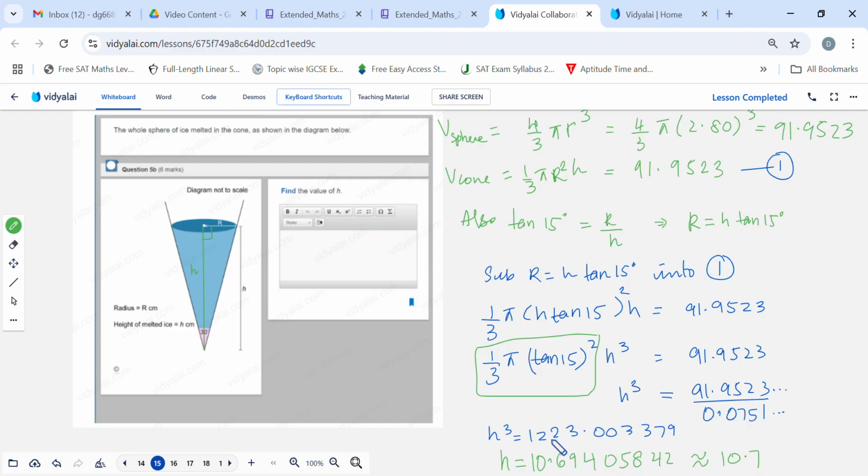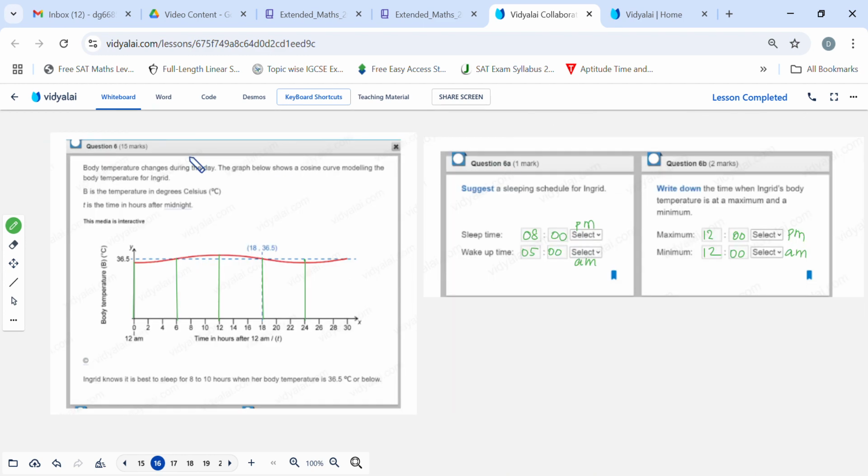h cubed is 1223.003379. So h will be the cube root of this, which is 10.69405842, which is approximately 10.7 centimeters. So h is equal to 10.7 centimeters.